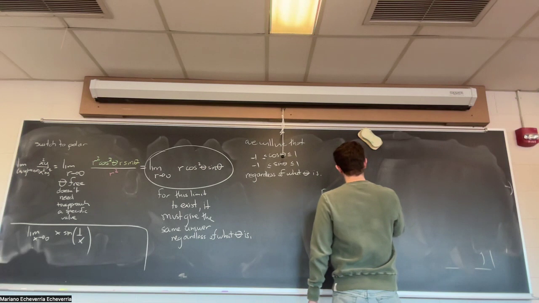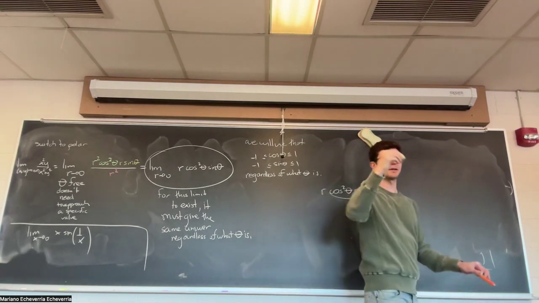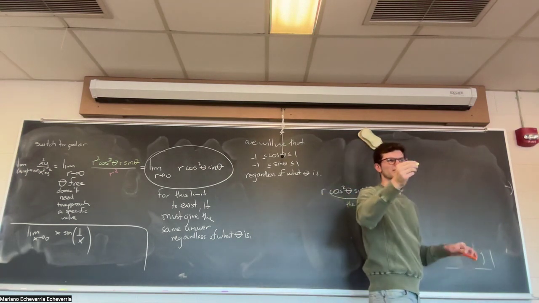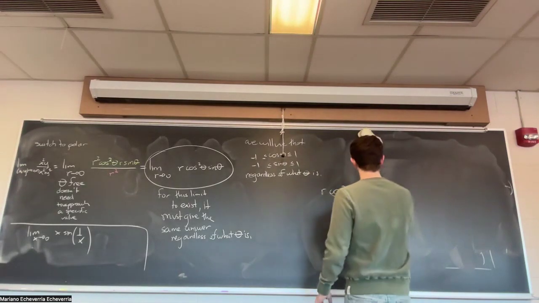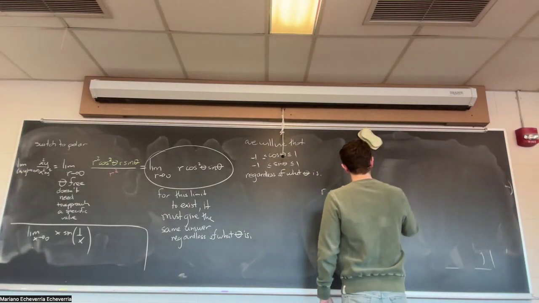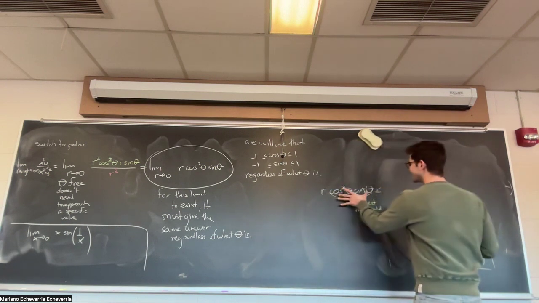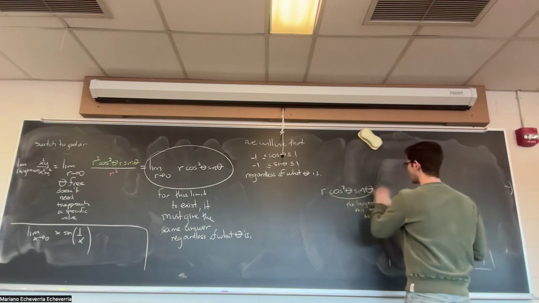So the largest this could be, and it may not even get there, right? It may not be 1 at any value. Actually, it cannot be 1 at any specific value. But regardless, the largest this could be is 1. So that means that this is always less than r times 1.